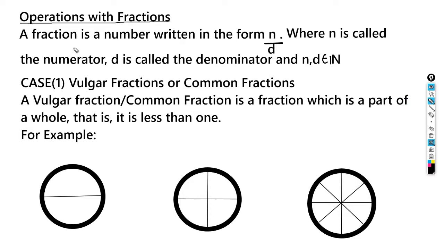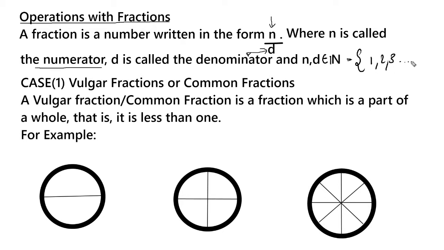Okay guys, so a fraction is a number written in the form n over d, where this n is called the numerator, and this d is called the denominator. And n and d are elements of the natural number set, which is the counting number set: 1, 2, 3, and so on.